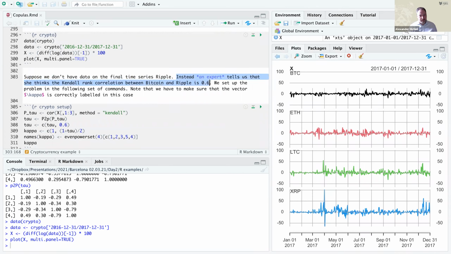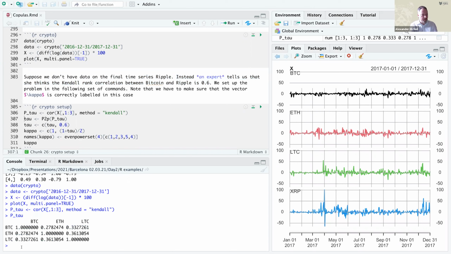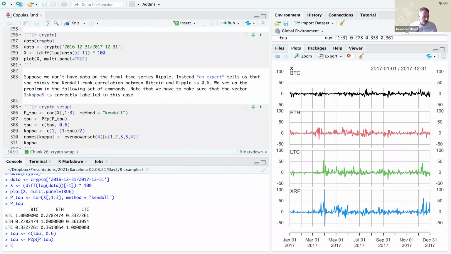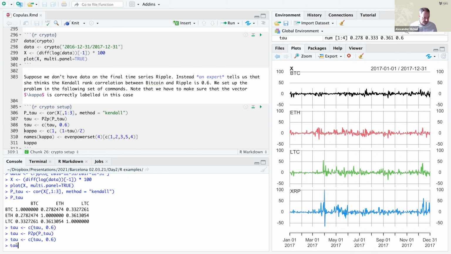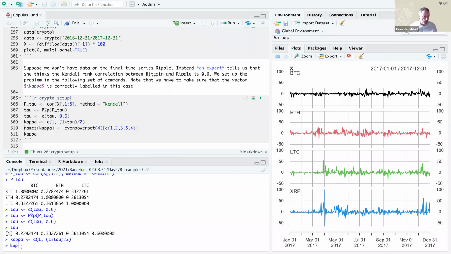Instead, we've got an expert who says he or she thinks it's 0.6. So the way we set this up, this is going to be my Kendall matrix. So I've just taken the first 3, Bitcoin, Ethereum, and Litecoin. And I'm going to add to that, first I'm going to take out the off-diagonal elements. And so what I've got here, I've got the 3 off-diagonal elements, and then the expert has told me that the correlation between Bitcoin and Ripple is 0.6. So I changed them into kappa as before. So again, it always has a 1 at the beginning.